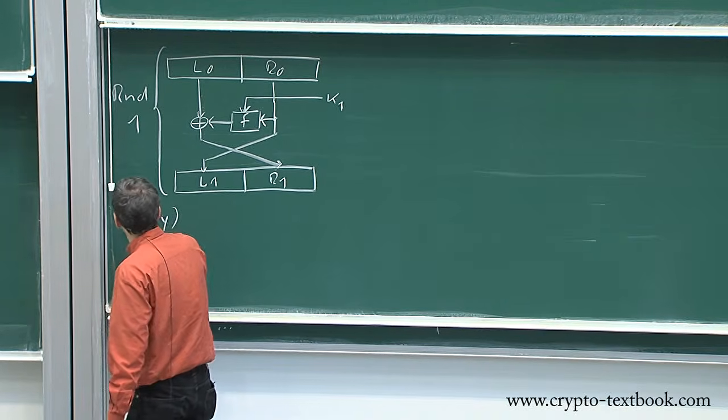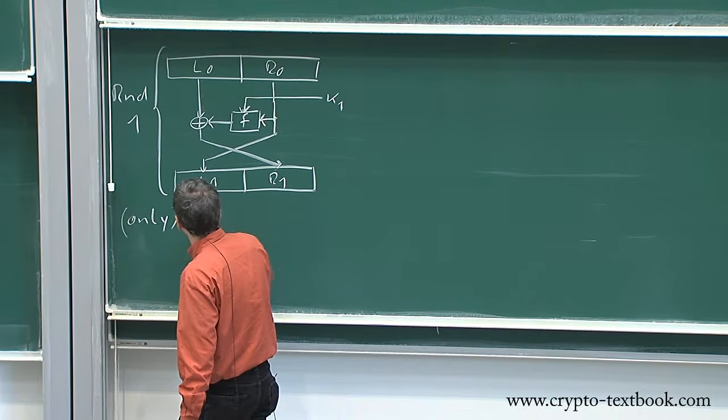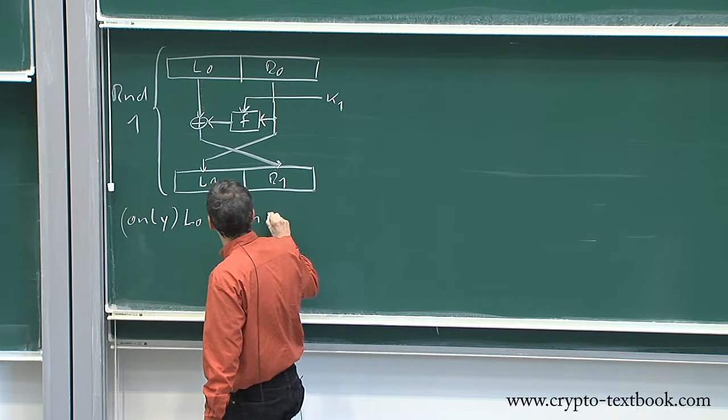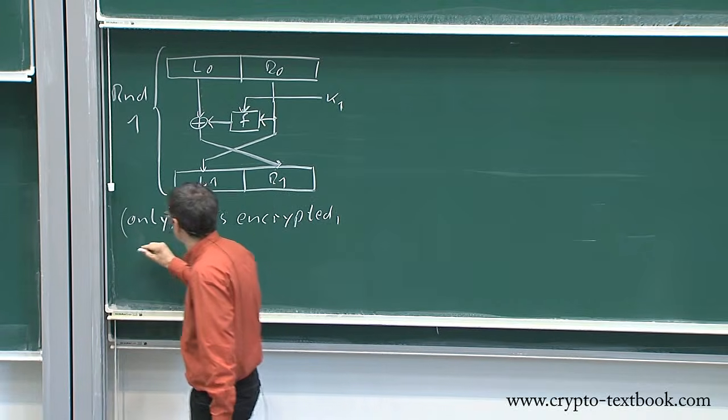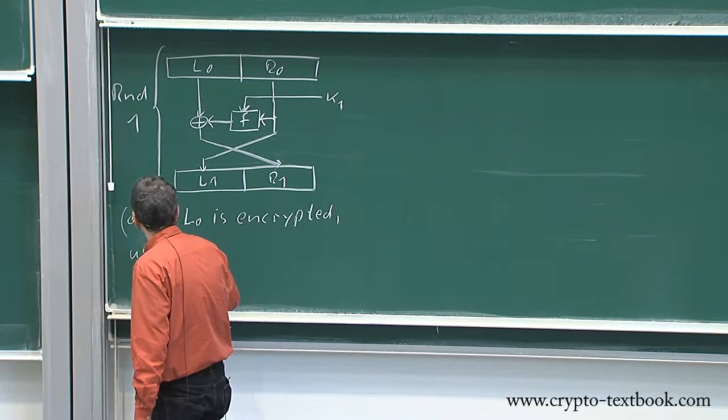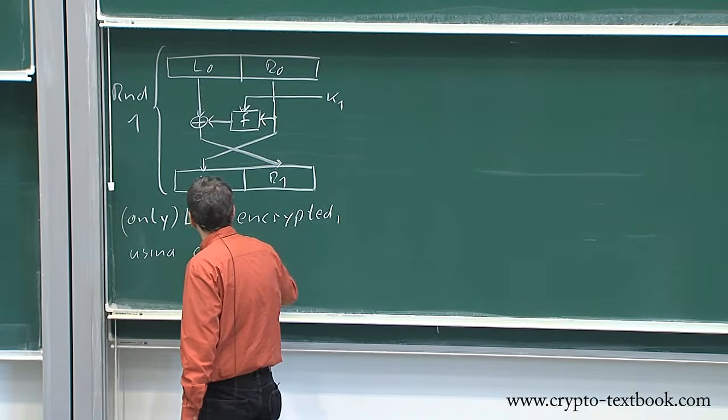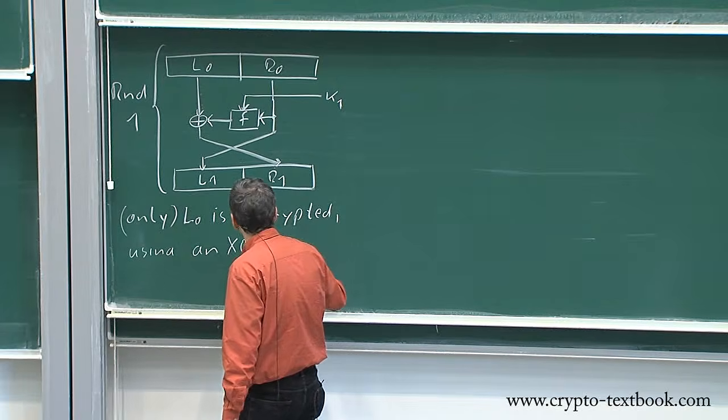So only L0 is encrypted using an XOR operation.